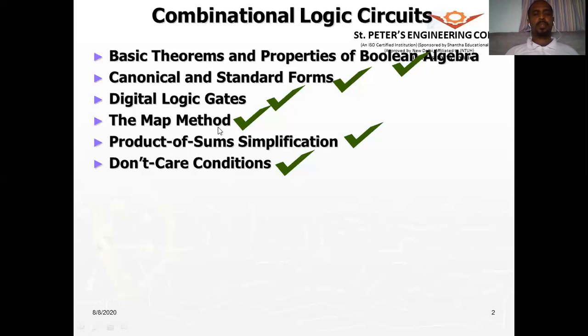Next, we have looked into how we can reduce Boolean functions using the map technique, that is the Karnaugh map technique. We have also looked into how we can simplify the POS form, or the product of sum form, and how we can use the don't care condition also in the Karnaugh map and simplify. So this is what we have considered so far.